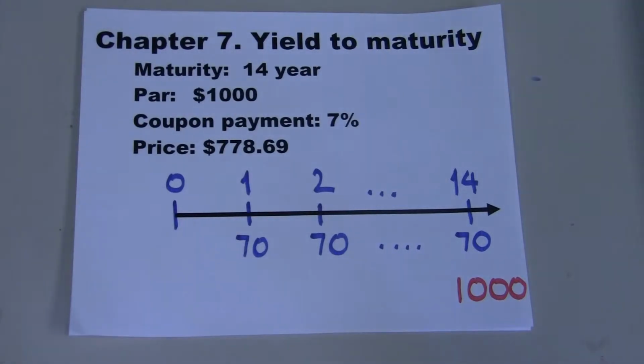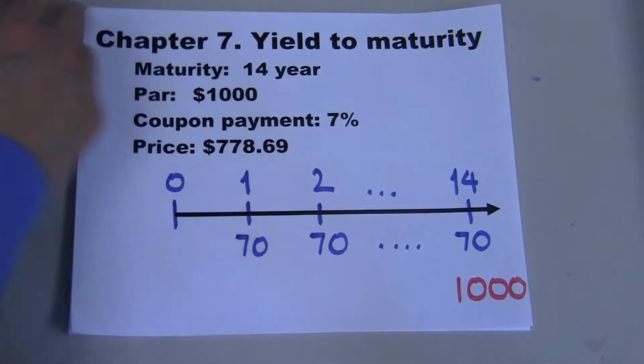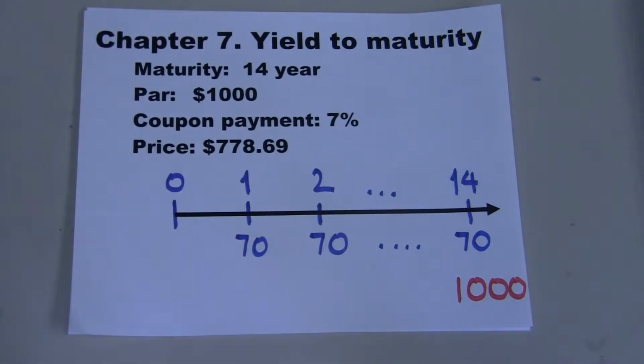Hello everyone. This time I will discuss the yield to maturity mentioned in chapter 7. Like the name implies, the yield to maturity is the rate of return you receive if you buy the bond today and hold it until maturity.